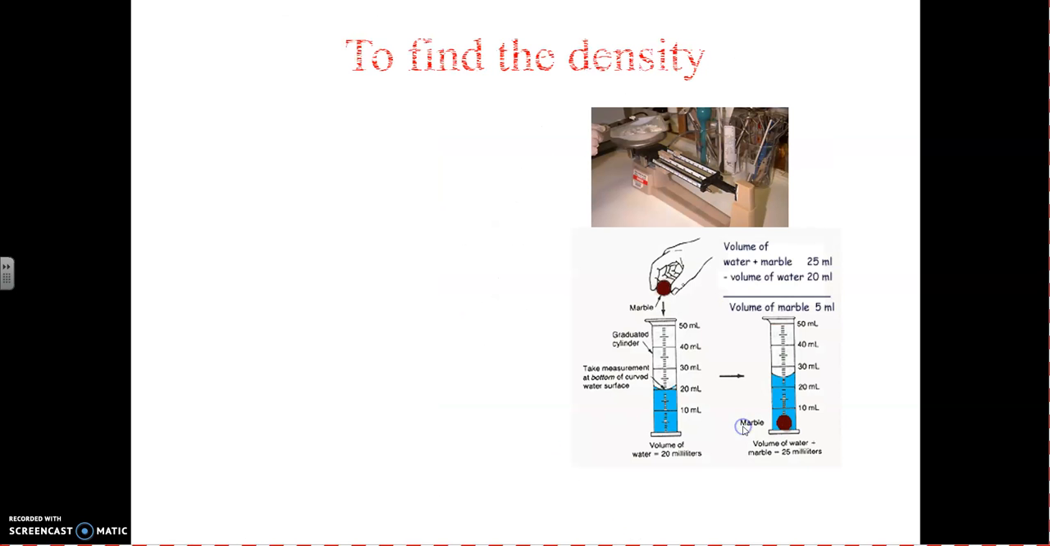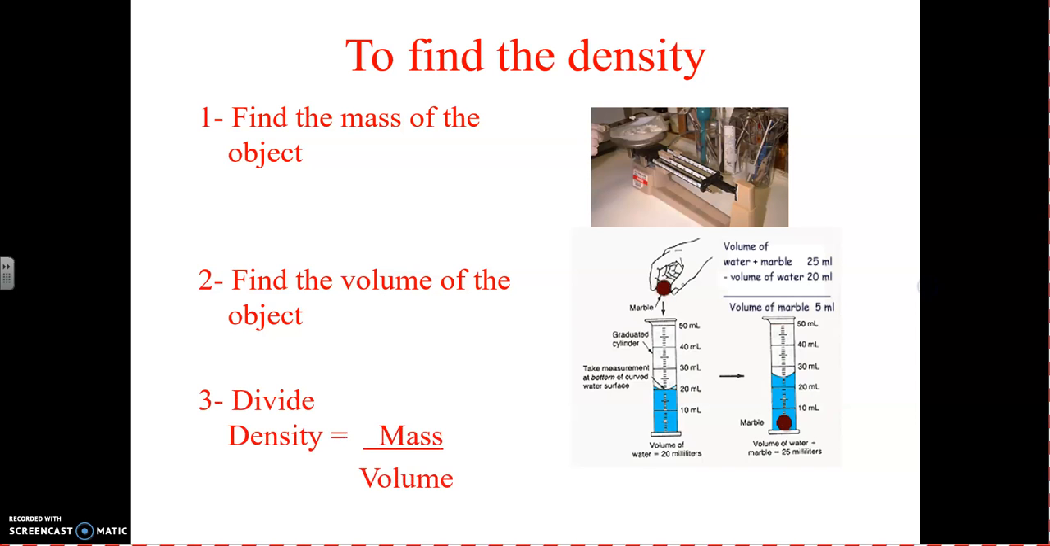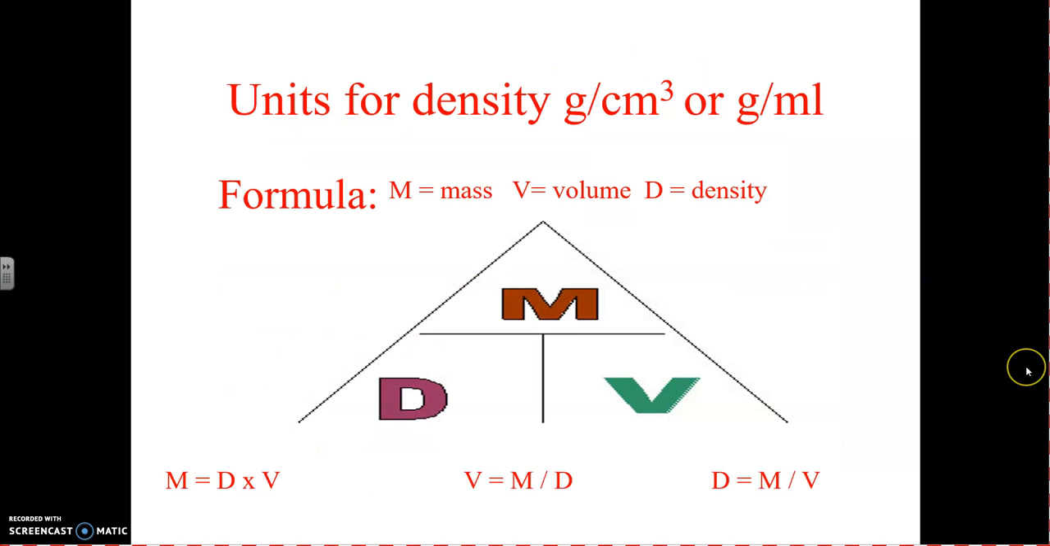Okay, to find density, first we need to find the mass of an object or substance. Second, we need to find the volume of that object or substance. And then we need to divide. Mass divided by volume is equal to density.